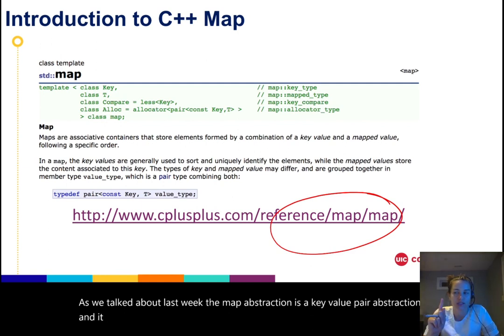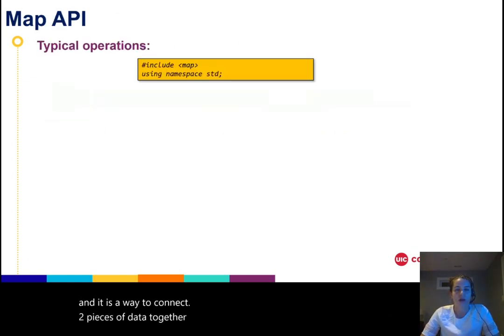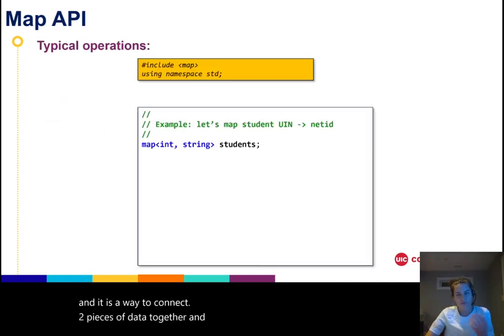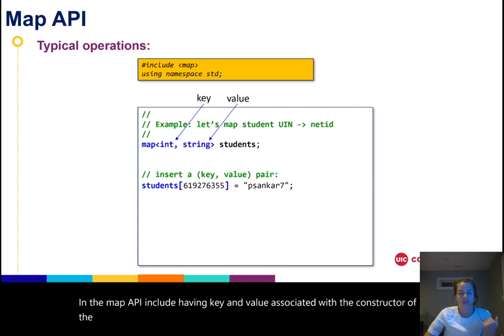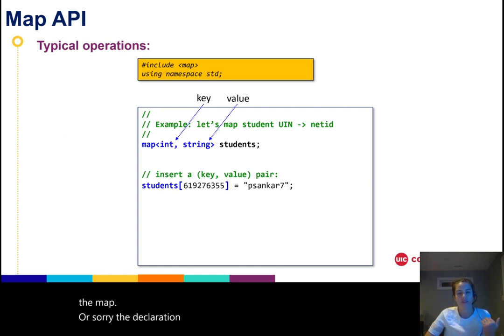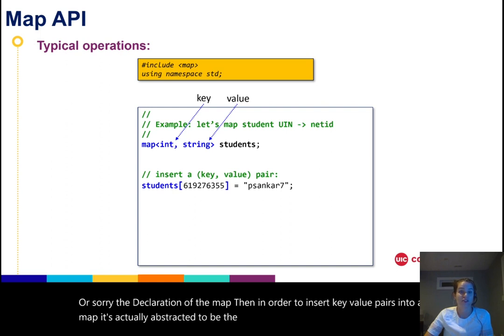to connect two pieces of data together. And so typical operations that occur in the map API include having key and value associated with the constructor of the map, the declaration of the map. And then in order to insert key value pairs into a map, it's actually abstracted to be the same as a vector or an array.